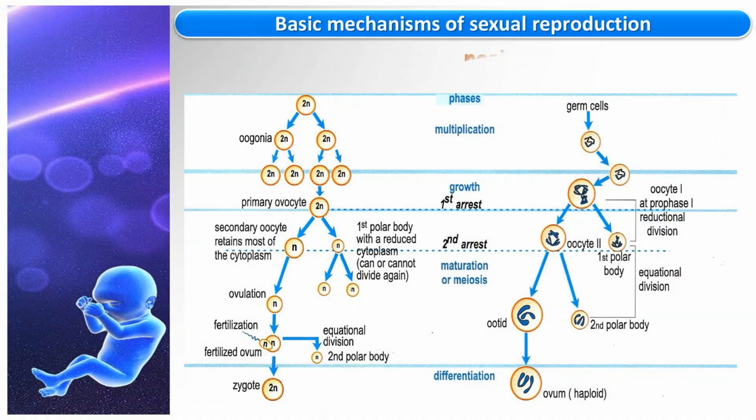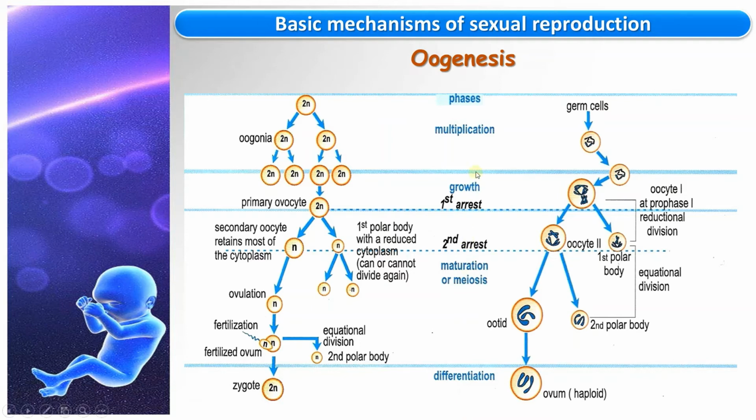Now, let's study the oogenesis, or formation of haploid female gametes. As you see in this document, oogenesis includes 4 phases. The first one is called multiplication. The second one is called growth. The third one is called maturation, or meiosis. And the last phase is the differentiation.